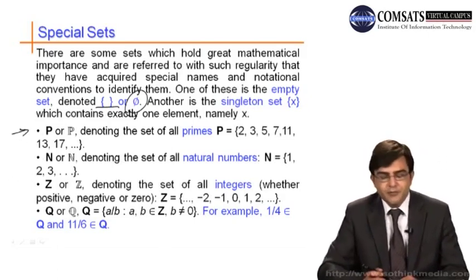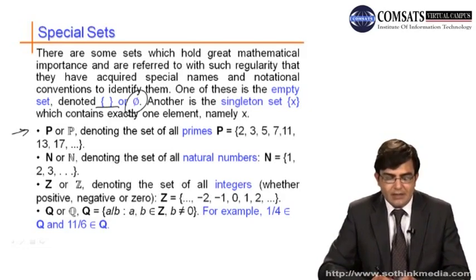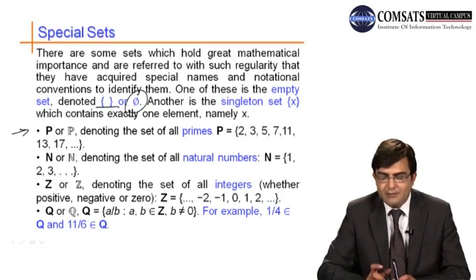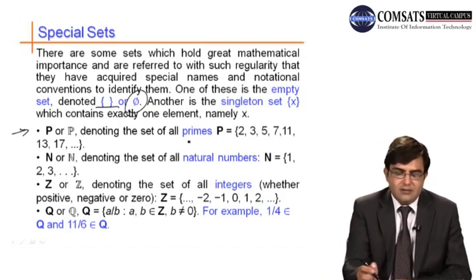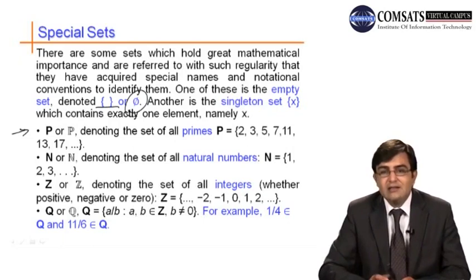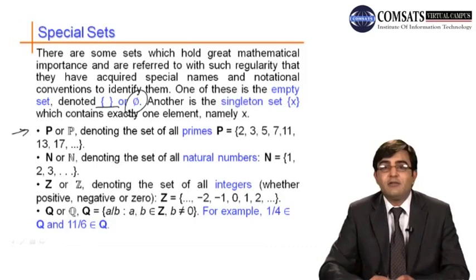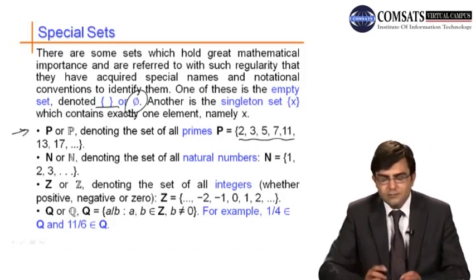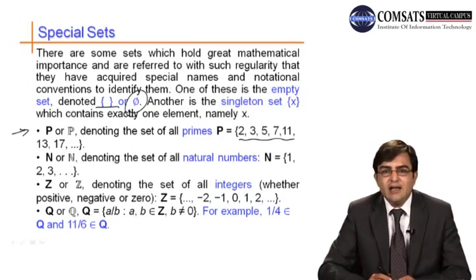For example, the set denoted by capital P, the letter P, is only allocated for the set of prime numbers. If somewhere in the books you see the capital letter P, this means obviously that this is a set of prime numbers, and you have already studied prime numbers in the previous lectures. The set of prime numbers is basically 2, 3, 5, 7, 11, 13, 17 and so on. So this is basically an infinite set.